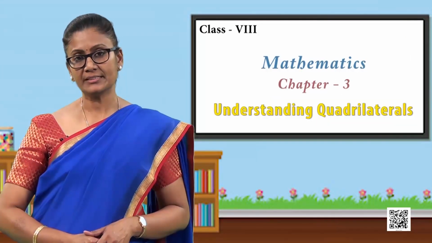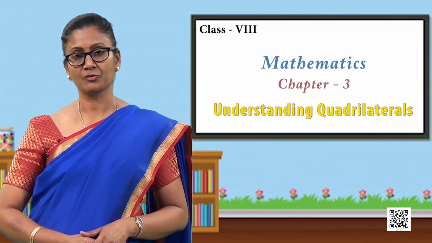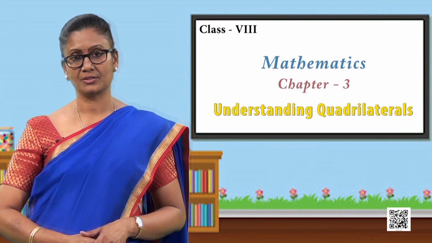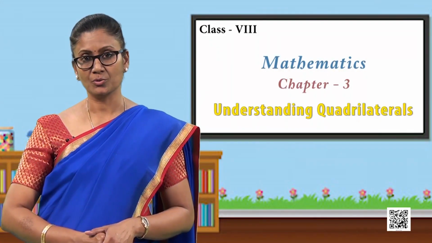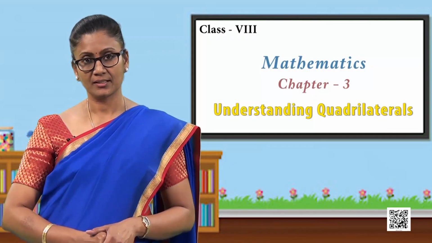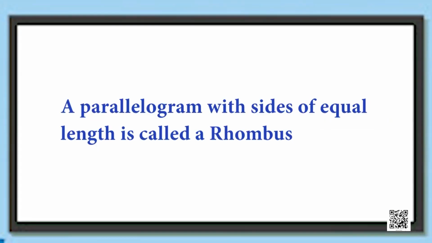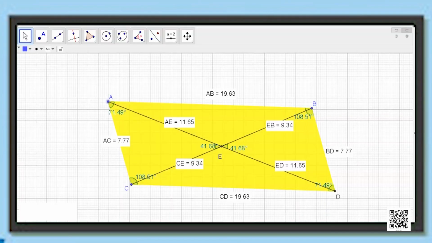Now we are going to discuss some special varieties of parallelograms. The first one in this list is a rhombus. Now let's watch this video to construct a rhombus and also verify its properties. A parallelogram with sides of equal length is called a rhombus. Now we are going to see a special variety of parallelogram which we are going to call the rhombus.